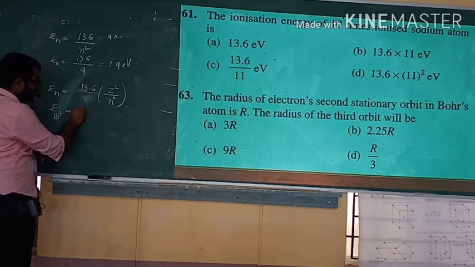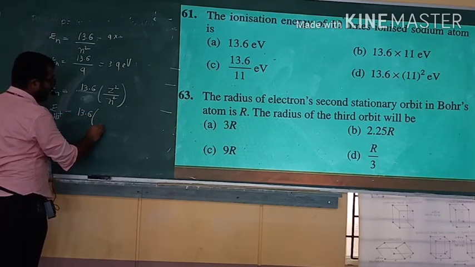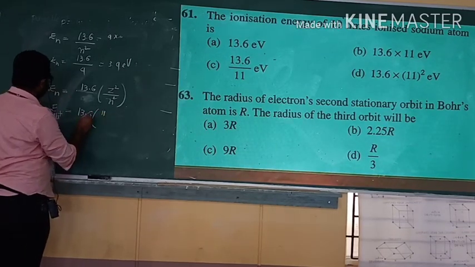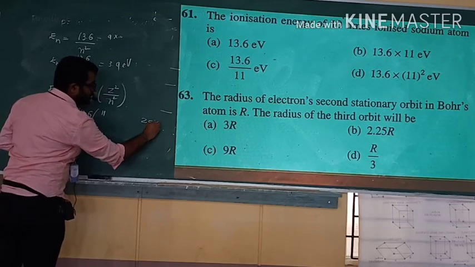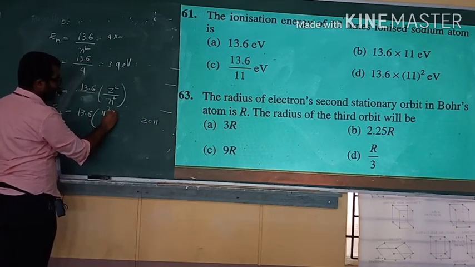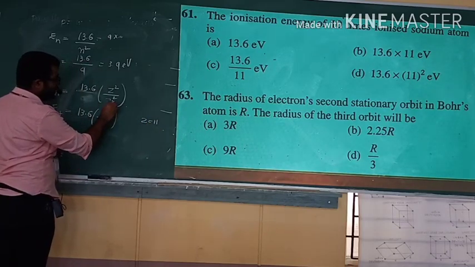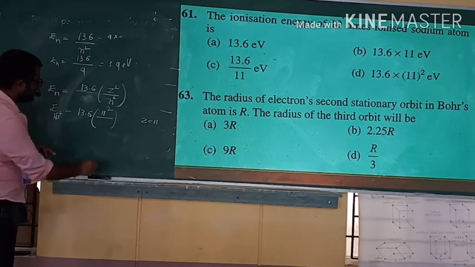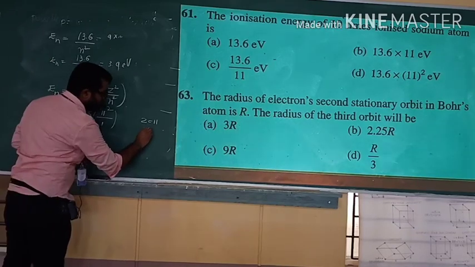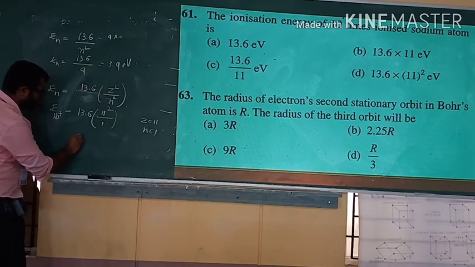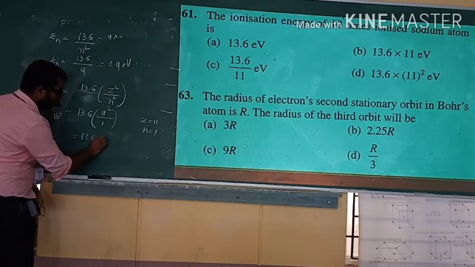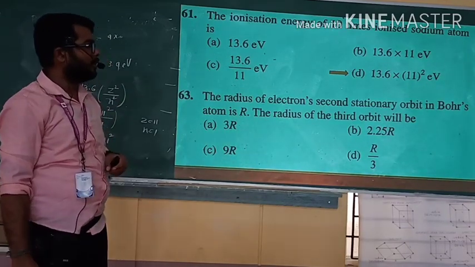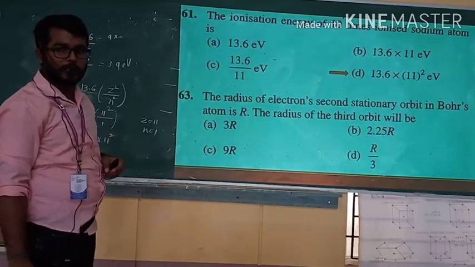Ionization energy is equal to 13.6 into Z square by n square. For sodium, the Z value is equal to 11. So it is 11 square divided by n square. Here the same energy state means the first energy state, therefore n is equal to 1. So it will be 13.6 into 11 square electron volt is the option.